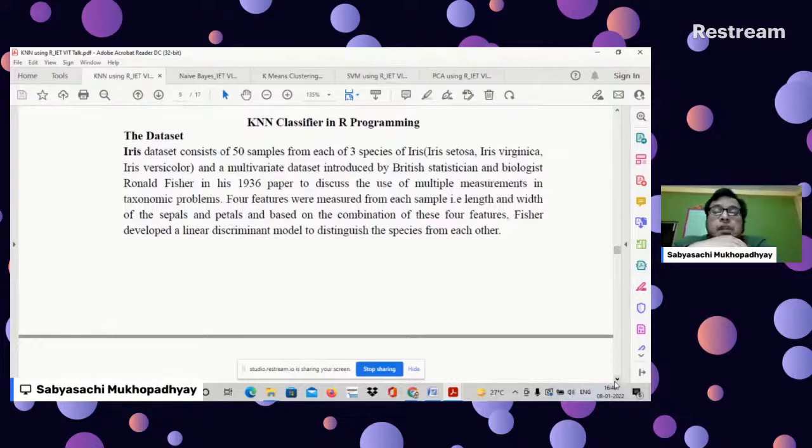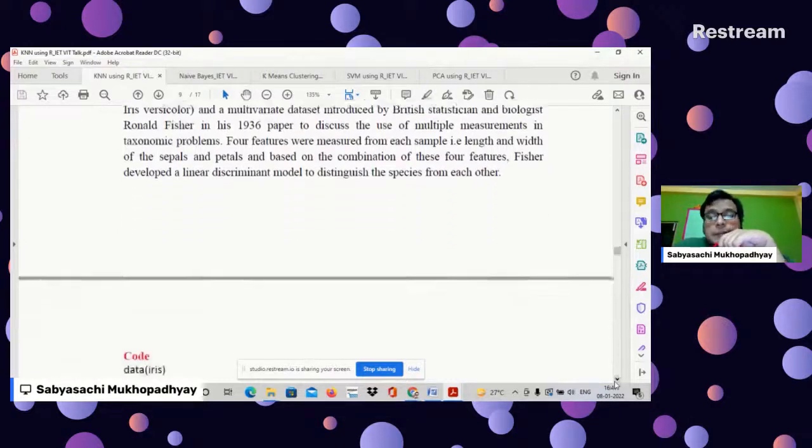So in case of the K nearest neighbor algorithm, we will start processing with the iris dataset. The iris dataset has 50 samples for each of 3 species: iris setosa, iris virginica, iris versicolor. So altogether we have 150 samples. And what are the features? They are sepal length, sepal width, petal length, petal width. 4 features are there. Now we will try to figure out which category a sample belongs to.